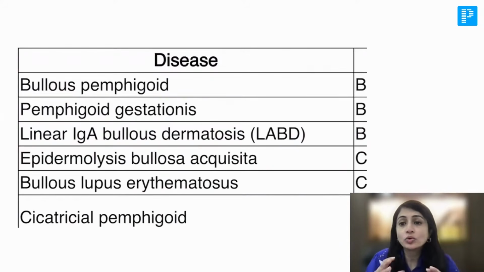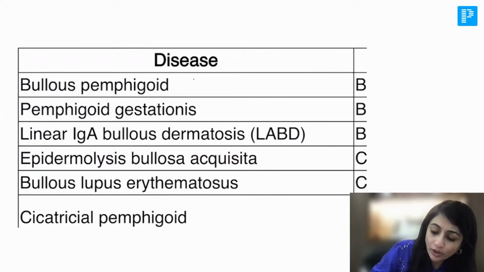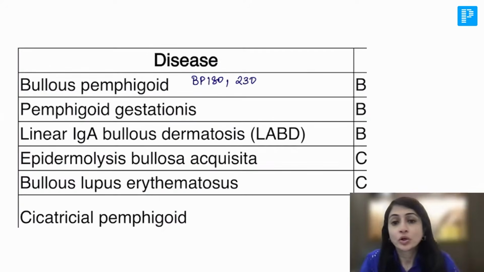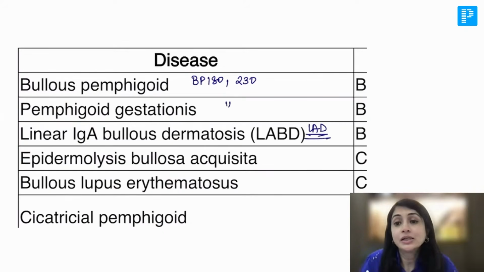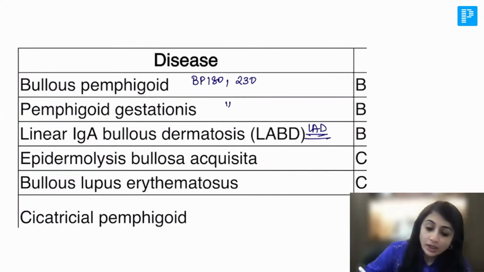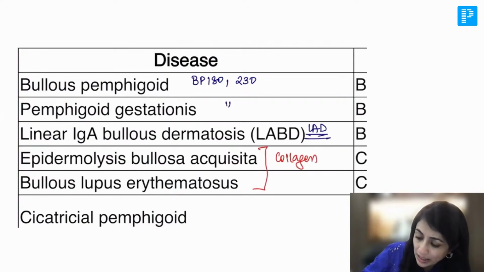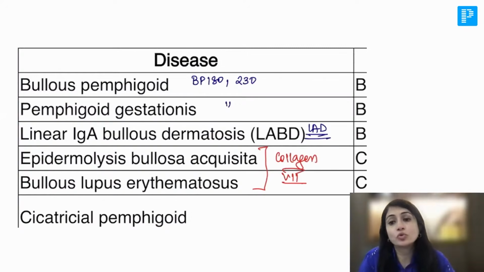So here I was trying to tell you about the major antigens which are involved. In bullous pemphigoid, it is BP 180 and BP 230, also called BP antigen 2 and 1. Pemphigoid gestationis is the same. Linear IgA disease has BP antigen 1 and linear LAD antigen also. EB acquisita and bullous SLE both have antigen at collagen 7, which is the lowermost thing.